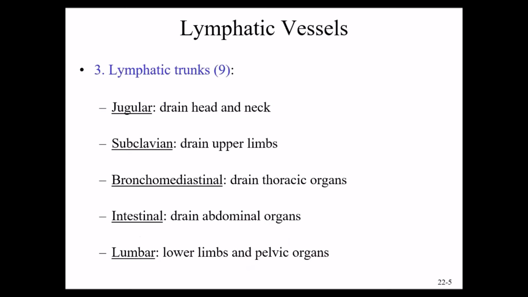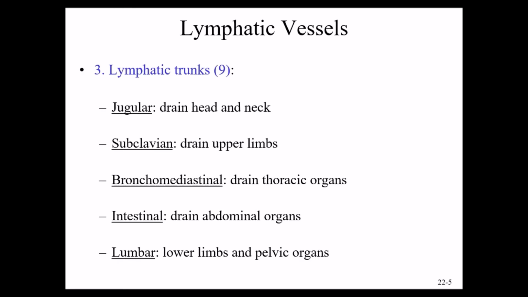Then number 3 in order here, the lymphatic trunks. These are larger vessels, and this is where lymphatic vessels are all draining into. There's a total of 9 of these. Some of these are duplicated. For example, you have 2 jugular trunks and 2 subclavian trunks. So you've got multiple branches of these. The jugular trunks are draining the lymph fluid from the head and the neck. Just like you have jugular veins in the neck, you have jugular lymphatic vessels, and that's draining the lymph fluid down from the head and the neck region.